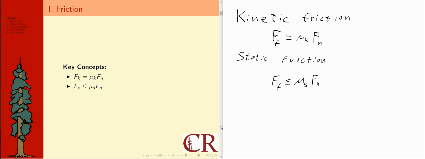I'm introducing a model for friction, which is one of the trickier forces to deal with, I think, in basic physics. There's two types of friction that comprise this model. One is kinetic friction, and the other is static friction. This model was originally discovered by several different people, but is sometimes referred to as Coulomb friction because he was one of the discoverers of some of the main components of this model.